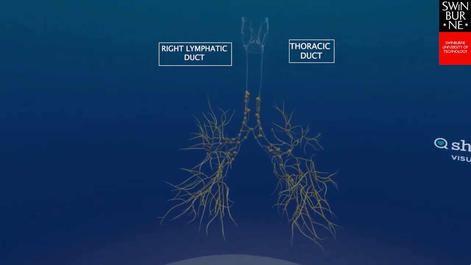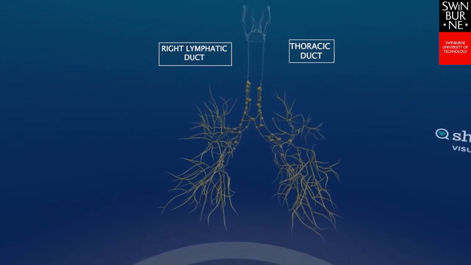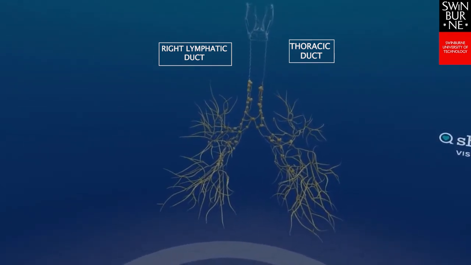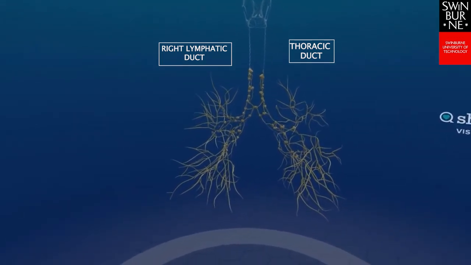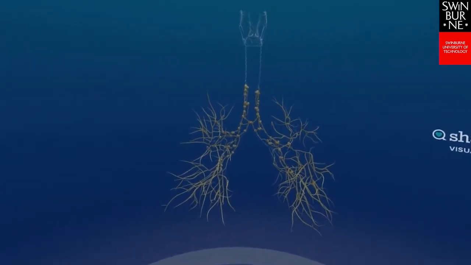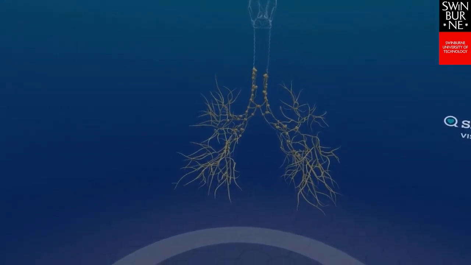From here, lymphatic drainage will then drain back into the venous system at the intersection of the brachiocephalic veins back into the superior vena cava. Because remember that ultimately all lymphatic drainage is going to drain back into the venous circulation of the body.